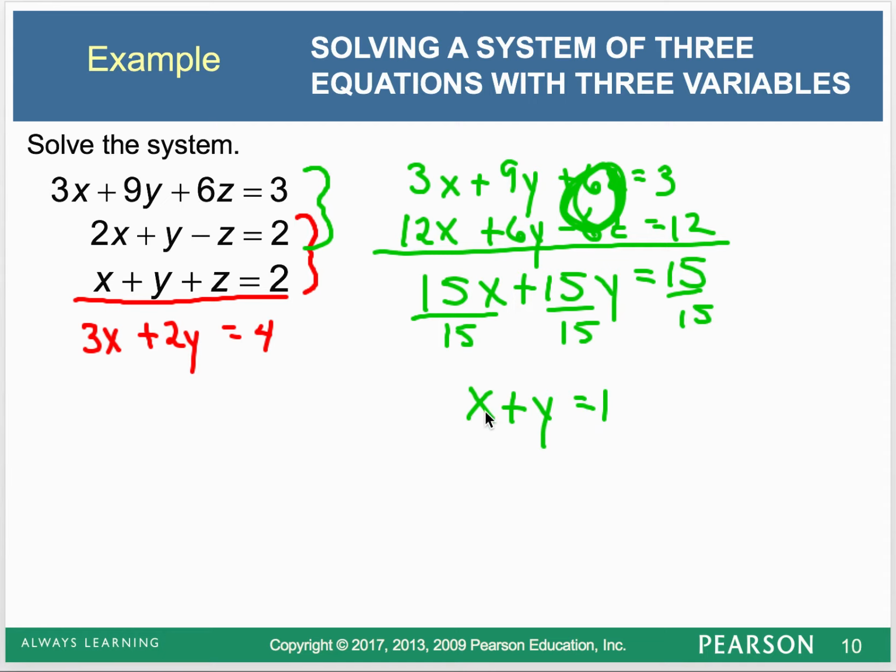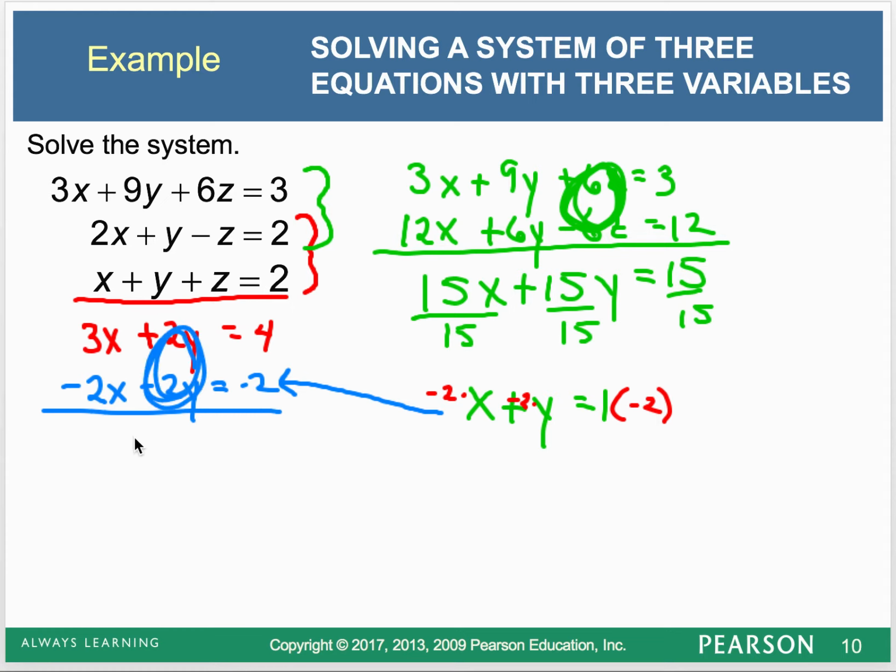Now, I'm going to multiply this equation by -2, just because it's the smaller number. That's the only reason I chose that. The smaller number will keep my numbers smaller. So if I multiply this whole equation by -2 and put it over here, I have -2x minus 2y equals -2. So when I combine them, my y's get eliminated, and I have x equals 2.